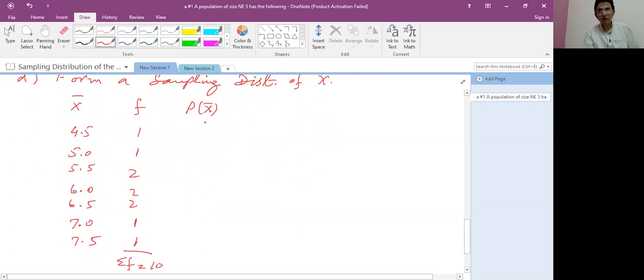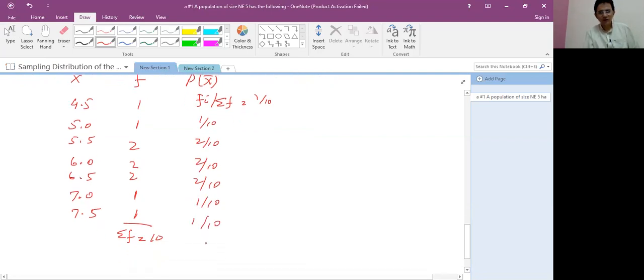How can we find the probability of x bar? f of i divided by summation f is called probability. So 1 upon 10, 1 upon 10, 2 upon 10, 2 upon 10, 2 upon 10, 1 over 10, 1 over 10. The sum of all probabilities is equal to 1, summation p of x bar equals 1.0. I have completed this part.